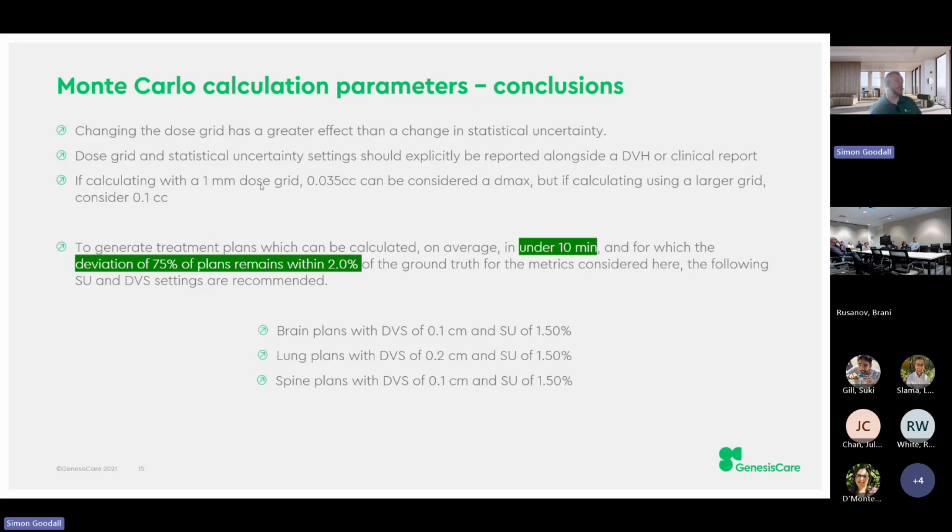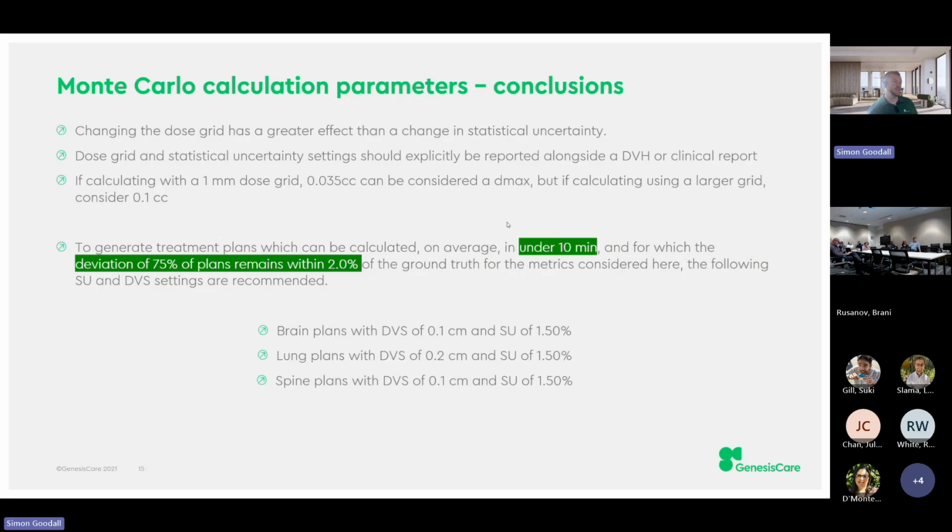So we also need to consider, if we're using a 1 ml dose grid, this 0.35 cc, which is commonly referenced in the literature as a Dmax, is quite applicable. If we move to a larger dose grid, we need to probably increase that size as well, because we resort back down to just extracting a single voxel, which happens to be the one with the biggest positive noise.